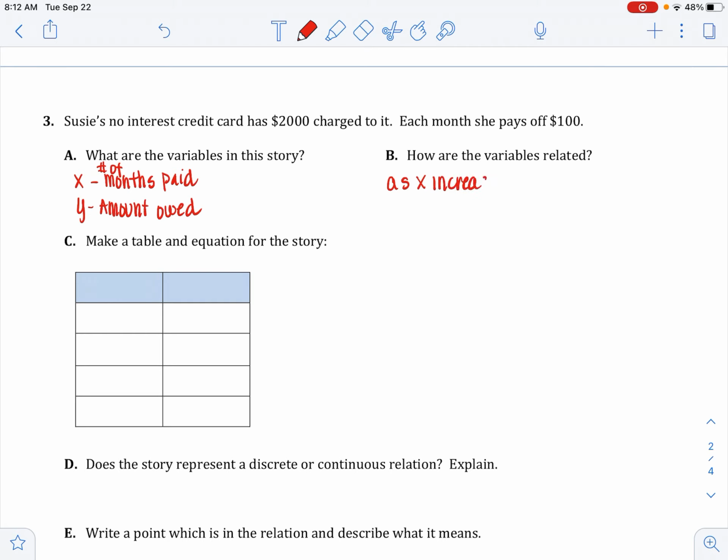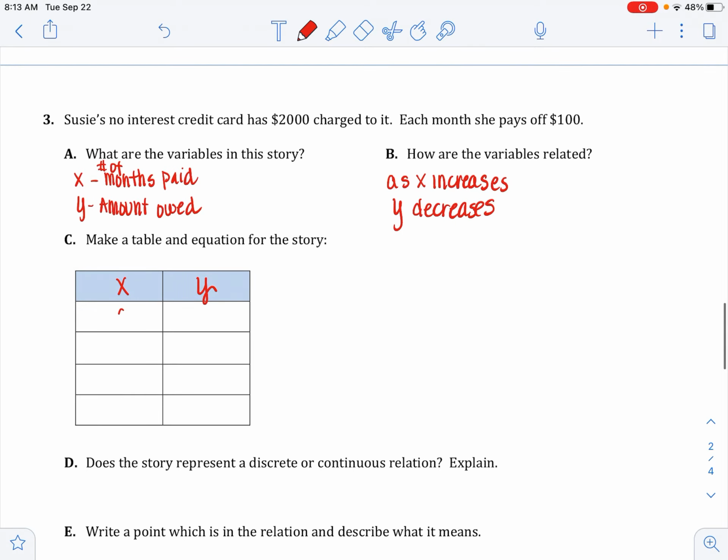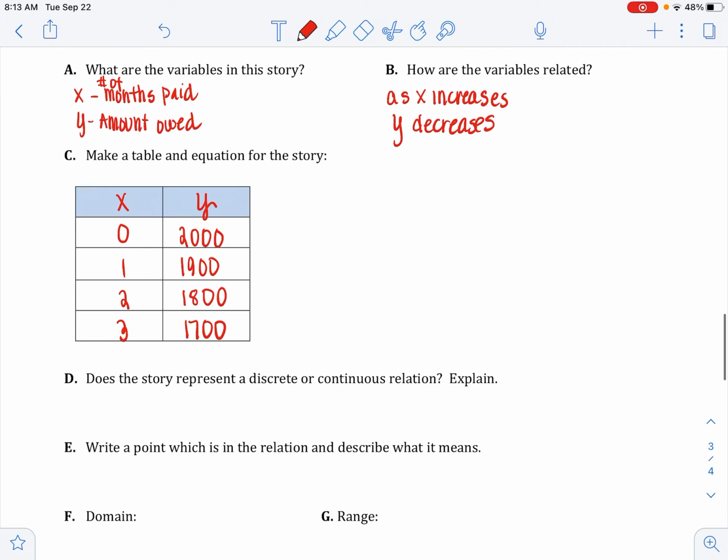As X increases, Y, so as the months go on and she's paying it off, what's happening to the amount she owes? It's decreasing. All right, let's make a table. X, Y. So after 0 months, after 1, 2, 3 months. After 0 months, she owes $2,000. And after 1 month, she'll only owe $1,900, then $1,800, then $1,700.